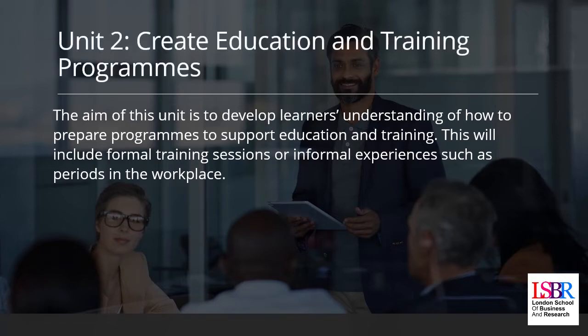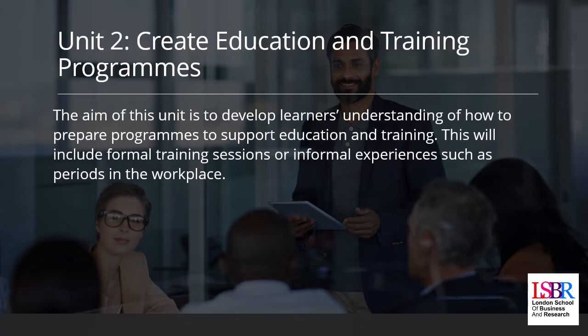The primary aim of this unit is to develop your understanding of how to prepare programs to support education and training. So this is a practical module. We are going to be using the training cycle here and the different stages for you to understand how to create education and training programs, and there will also be examples from different industries that will be part of this unit as well, so that you could see the training cycle in action. This is the purpose of these practical examples that we are going to be discussing during this unit as well.